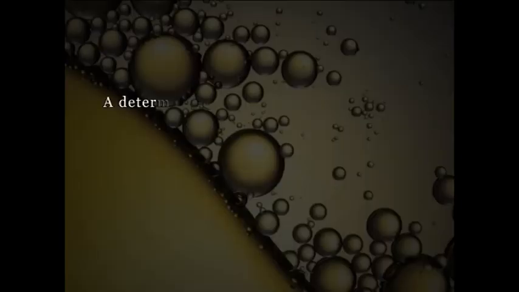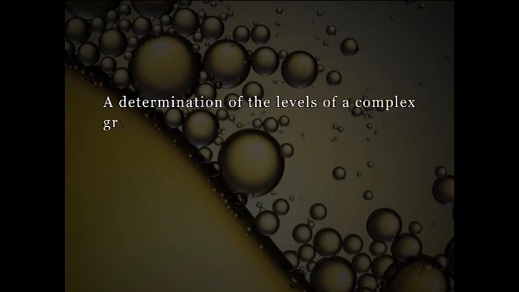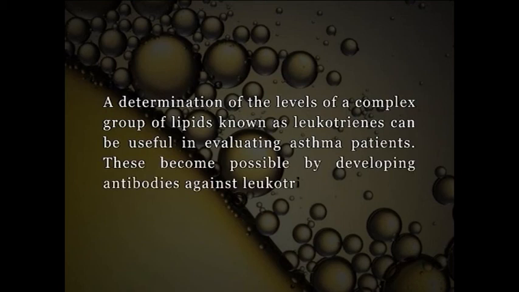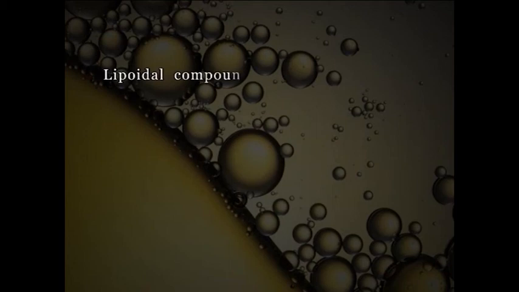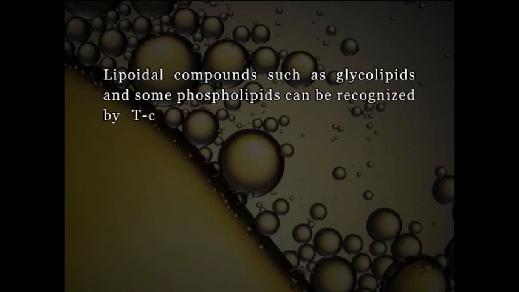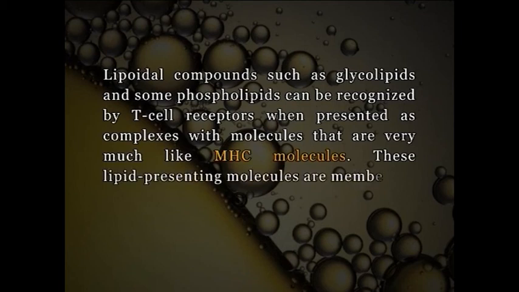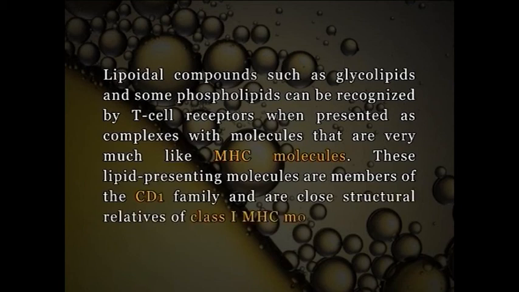For example, a determination of the level of a complex group of lipids known as leukotrienes can be useful in evaluating asthma patients. This becomes possible by developing antibodies against leukotrienes. Lipoidal compounds such as glycolipids and some phospholipids can be recognized by T cell receptors when presented as a complex with molecules that are very much like MHC molecules. These lipid-presenting molecules are members of the CD1 family and are close structural relatives of class I MHC molecules.